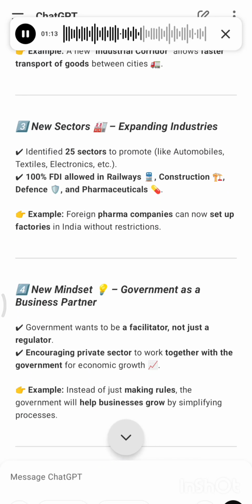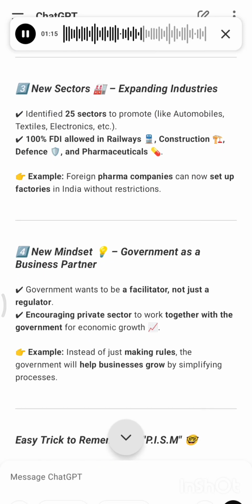3. New sectors. Expanding industries. Identified 25 sectors to promote, like automobiles, textiles, electronics, etc. 100% FDI allowed in railways, construction, defense, and pharmaceuticals. Foreign pharma companies can now set up factories in India without restrictions.